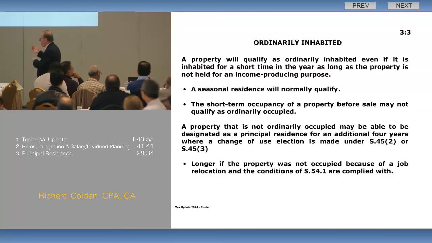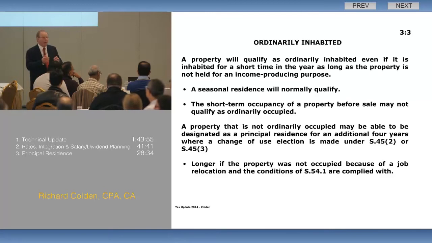A cottage will qualify, or a ski chalet, or a seasonal residence of any description will qualify because on a regular and recurring basis, I use the cottage, or I use the ski chalet. They qualify because I ordinarily inhabit it. It doesn't have to be full-time residence.